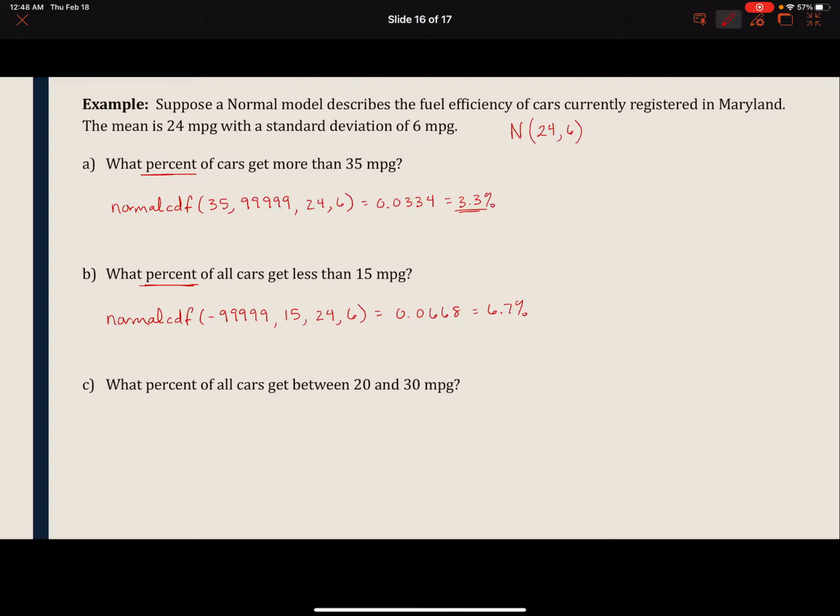And then part C, what percent of all cars get between 20 and 30 miles per gallon? Same thing, it's asking for a percent. I'm using a normal model, so I know I'm going to use Normalcdf. This time the lower and upper bound are right in the problem. These are the nicest ones, because we're just going from 20 to 30, with a mean of 24 and a standard deviation of 6. And this will give you 0.58885, which rounded is 58.9%.